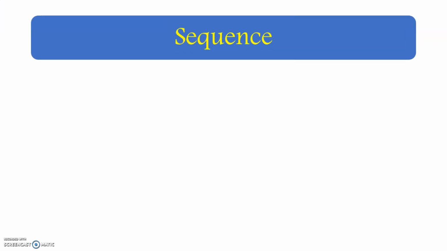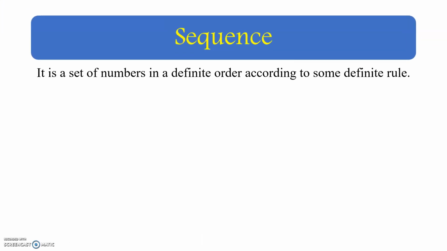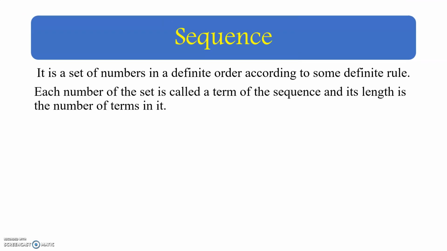Okay. Next we are going to see the real definition of a sequence. It is a set of numbers in a definite order according to some definite rule. Each number of the set is called a term of the sequence, and its length is the number of terms in it. How do we calculate the length of the sequence? How many terms does it have? That is the length of the sequence.